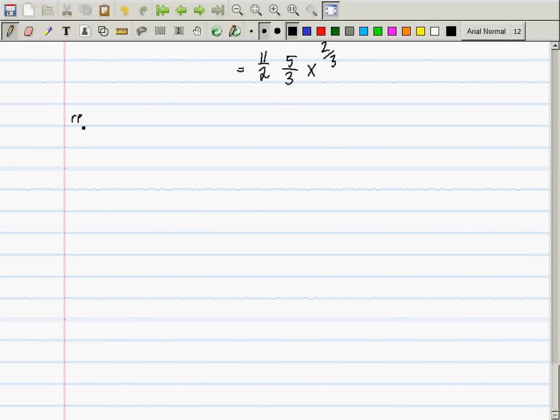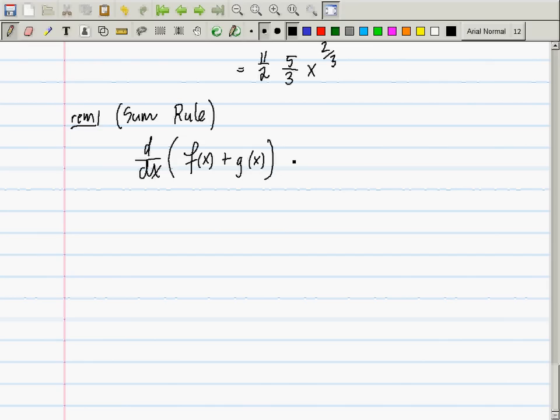This is called the sum rule. The sum rule is this. The derivative of f of x plus g of x is f prime of x plus g prime of x. That is to say, if I give you two different functions, and I ask you to compute their sum and then their derivative, that's the same as computing their derivatives first and then summing them. This will be driven home by simple examples.